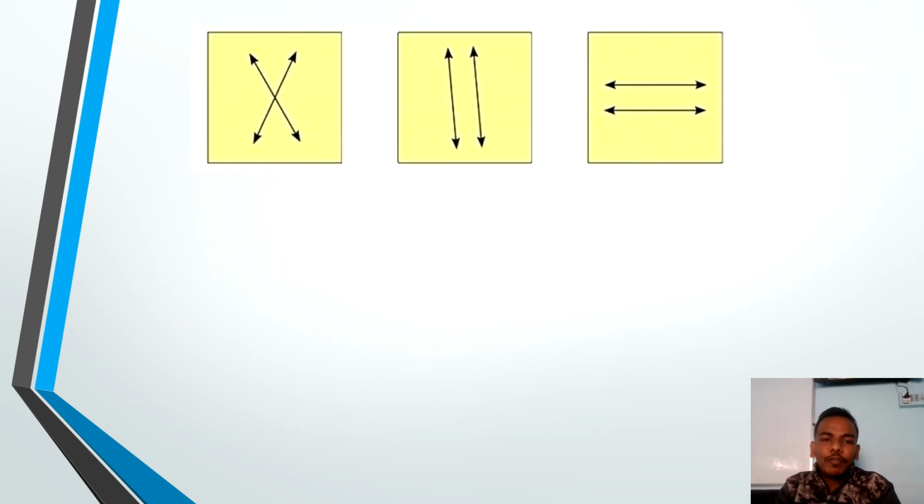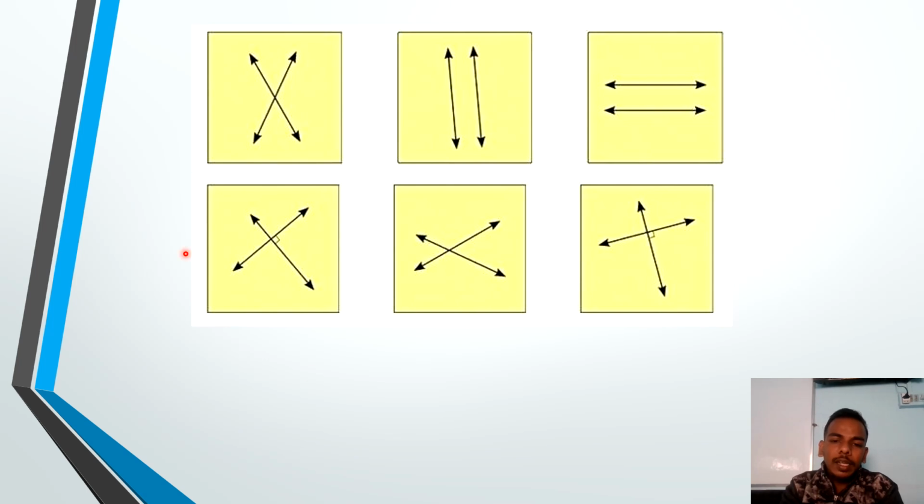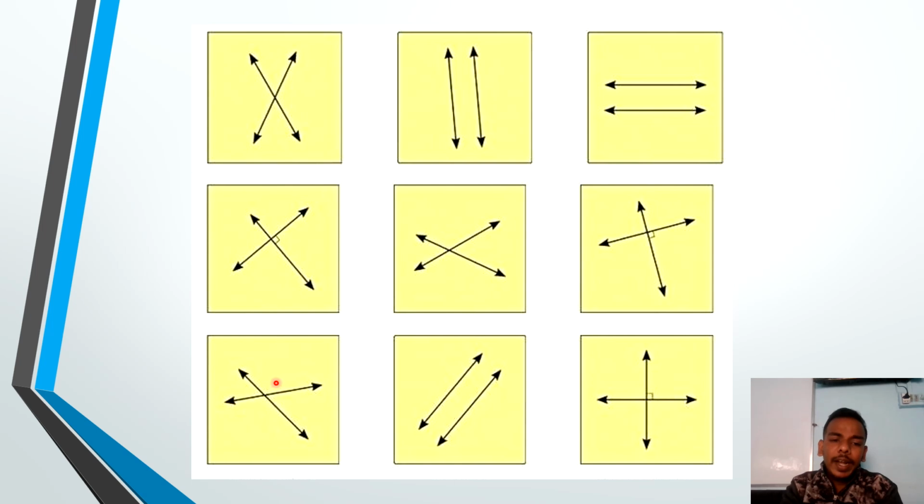So there are some figures. Can you tell me which are intersecting lines and which are parallel lines? As you can see in the first diagram, the two lines intersect at one point, so these are intersecting lines. In the second and third figures, the lines do not intersect. They are called parallel lines. They will never intersect each other. Similarly, here all three figures are intersecting lines, and here the first and third figures are intersecting lines, and the middle second figure is parallel lines.